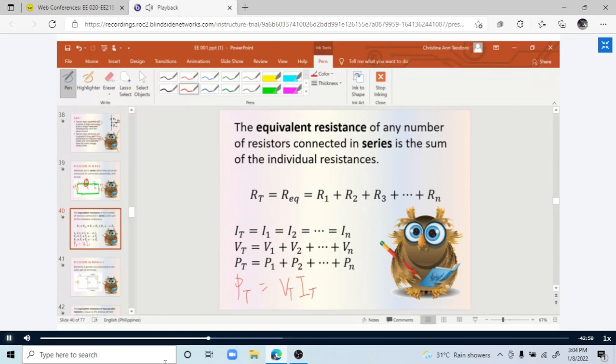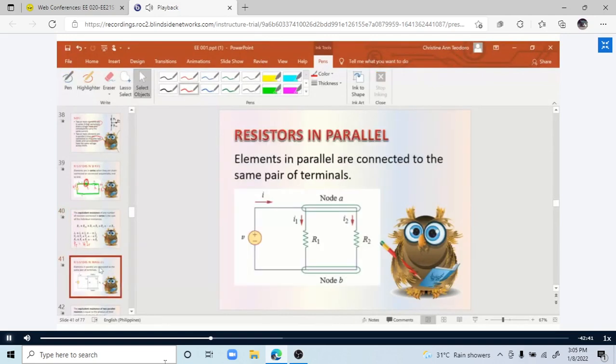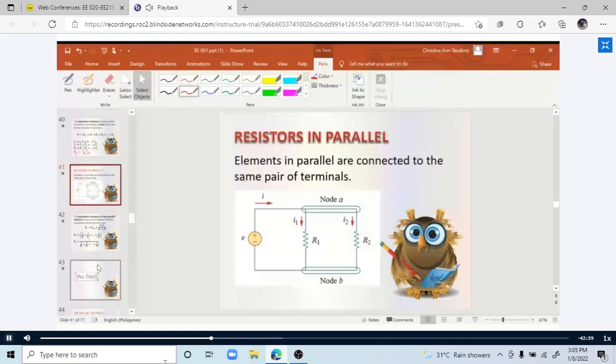your total current. So if you already have the value for your total voltage and your total current, you can at least get the total power. You just need to multiply them. No need to get the individual power dissipated on each element. Okay? Next, we have the resistors in parallel.